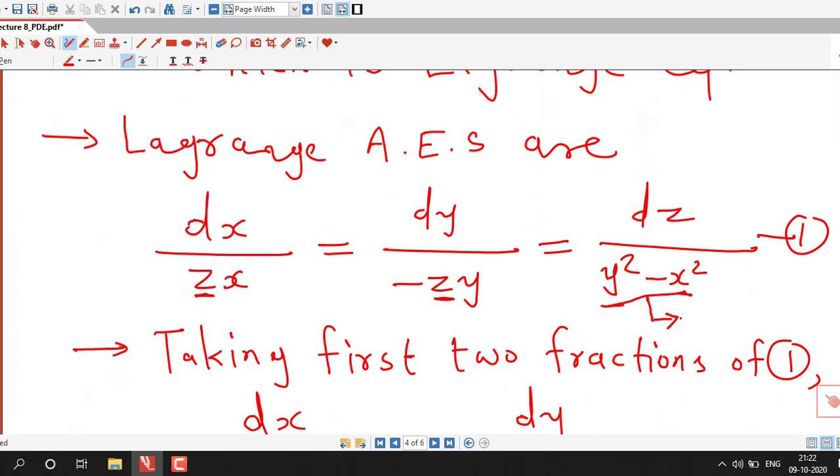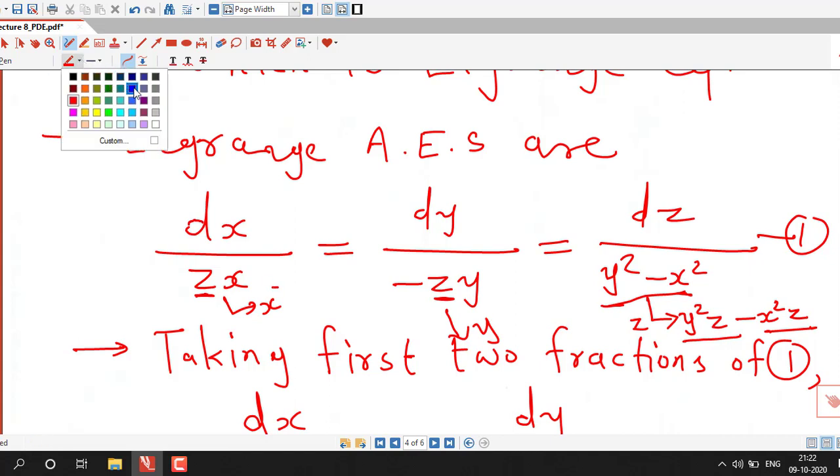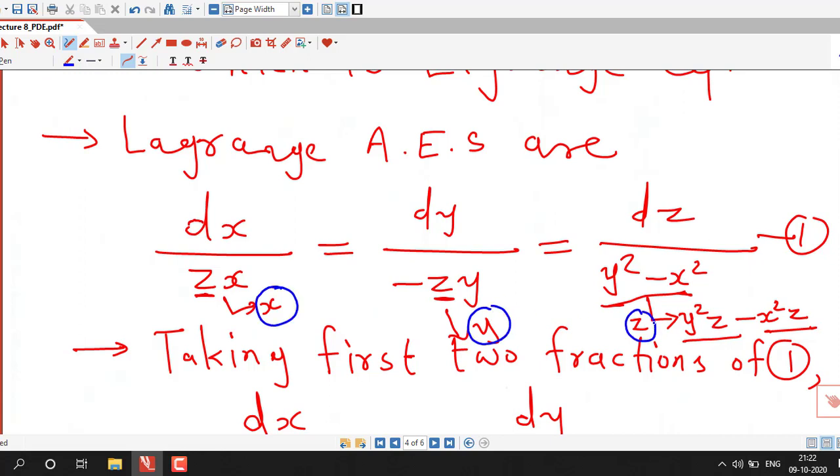So suppose I multiply here by z, I will have y square z minus x square z. You can see here we have minus y into z. To cancel out this y square z, I have to multiply this by y, and to cancel out this x square z, I have to multiply this by x. So from this we have the idea that we should select small x, small y and small z as multipliers to obtain 0 in the denominator. So we will select x, y, z as multipliers.